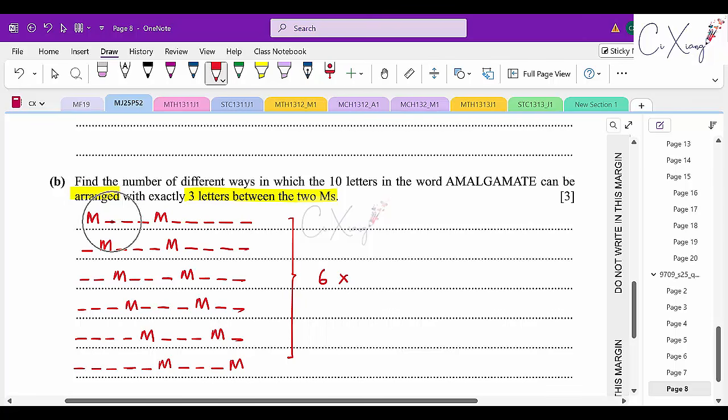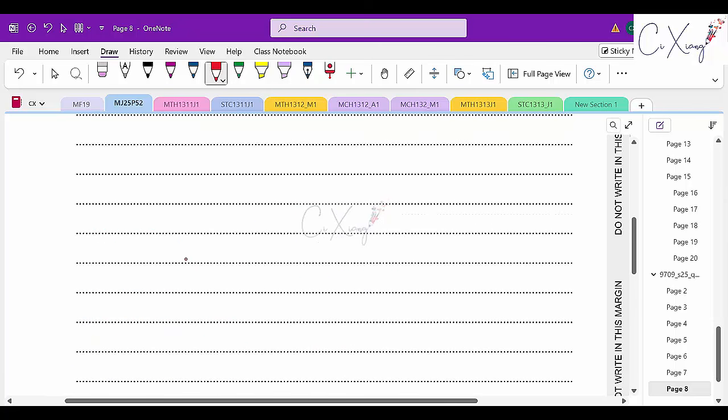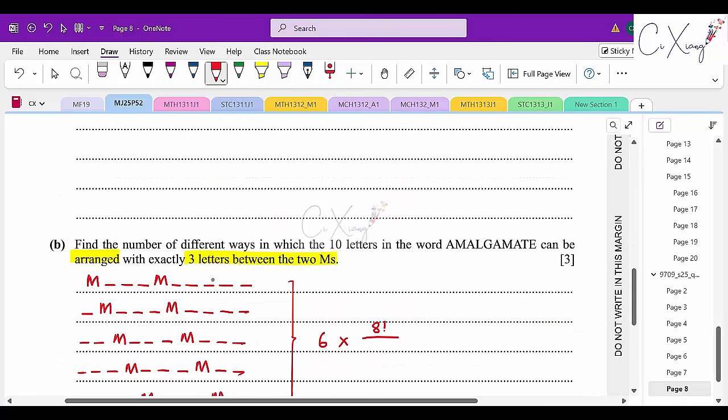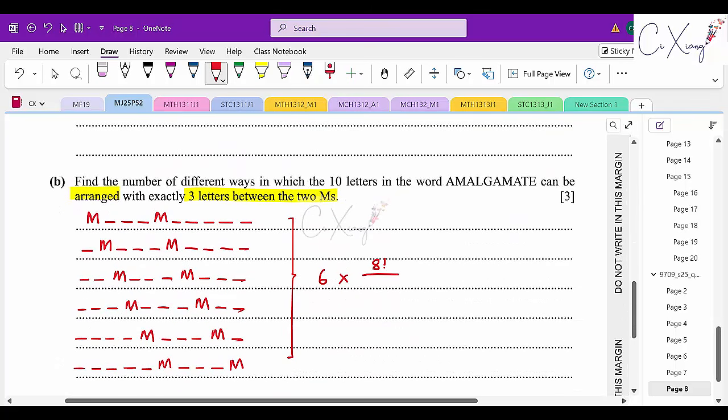And after that, for every single case here, I have 8 blank spaces. So for the 8 letters here, I want to arrange them. How can I arrange the 8 letters? I have 8 factorial. The 8 letters means the 4 A's and these 4 other letters, and I arrange them freely among the M, among all the spaces here. But from the 8 letters, there are 4 identical A's, so I have to divide by 4 factorial. From here, you get the answer 10080.